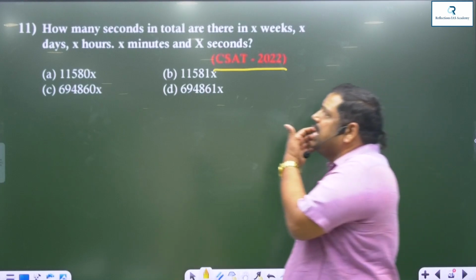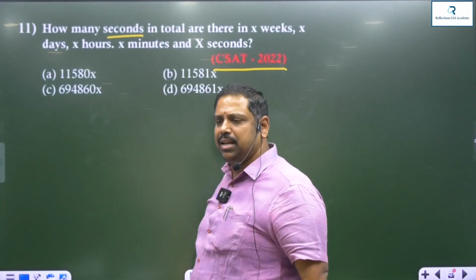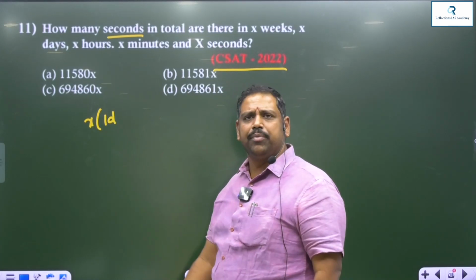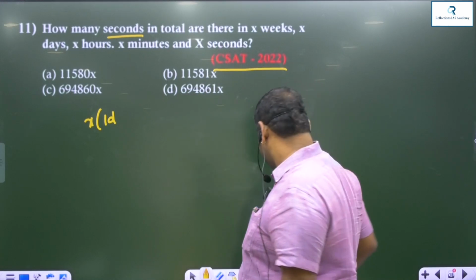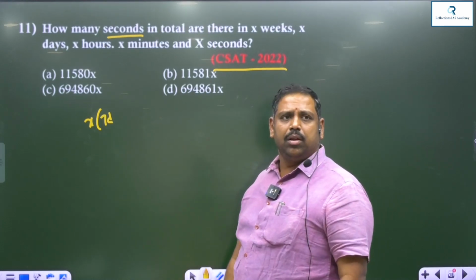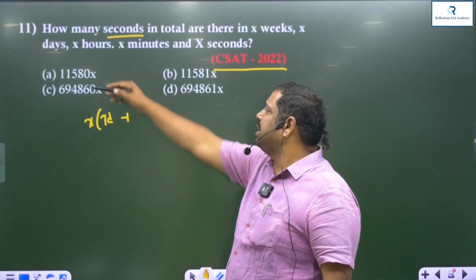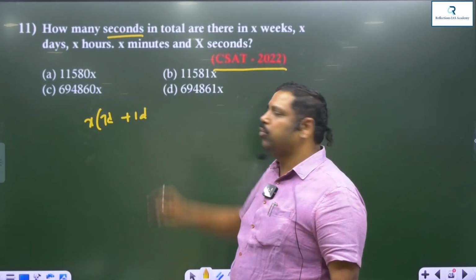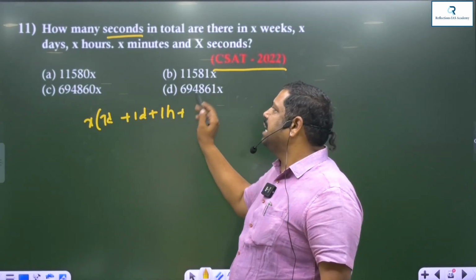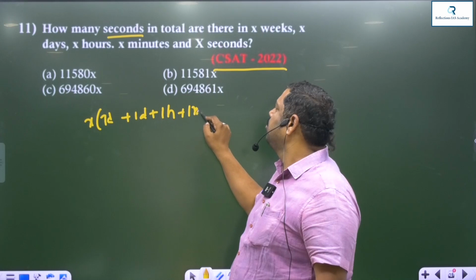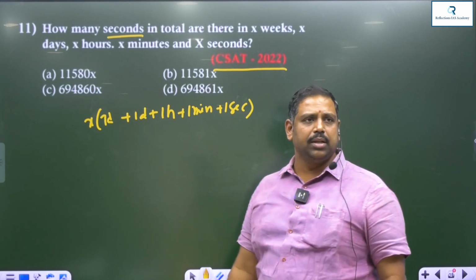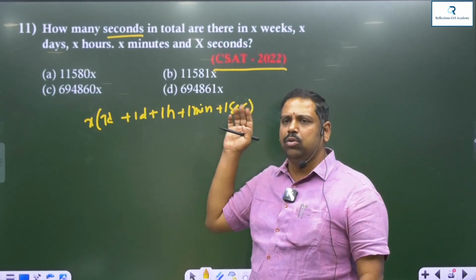Good. He is asking how many seconds. Here, X weeks means X into 7 days, right or wrong? Plus X days, if I take X common, how many days? 1 day. And X hours, if I take X common, 1 hour. X minutes, if I take X common, 1 minute. X seconds, if I take X common, 1 second. Yes or no? Now this part I have to convert into seconds.